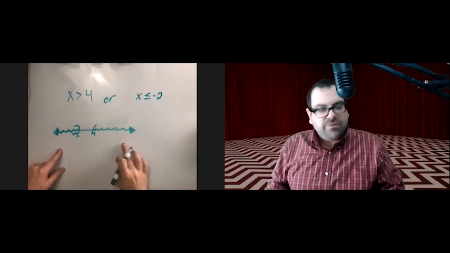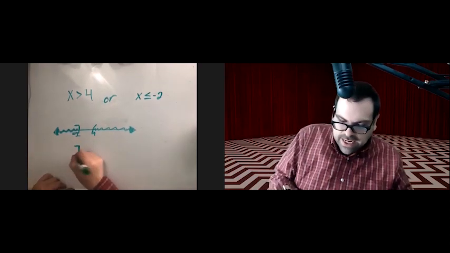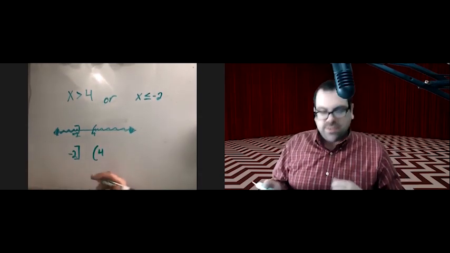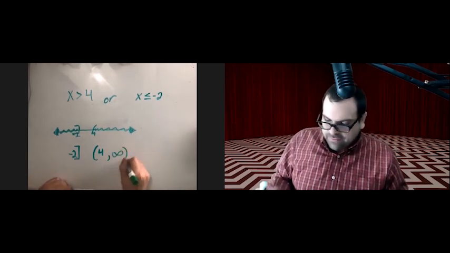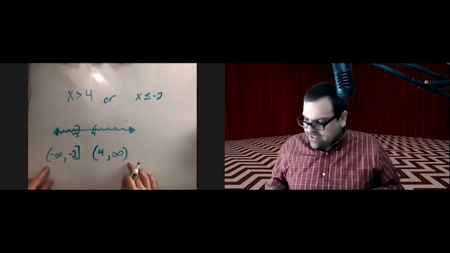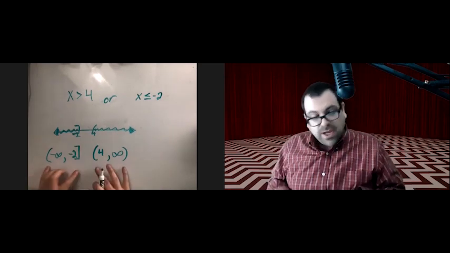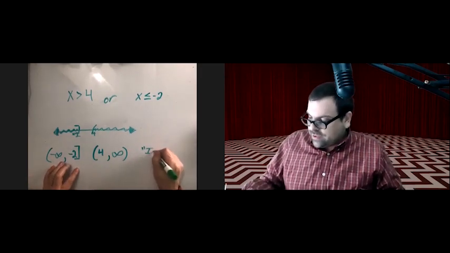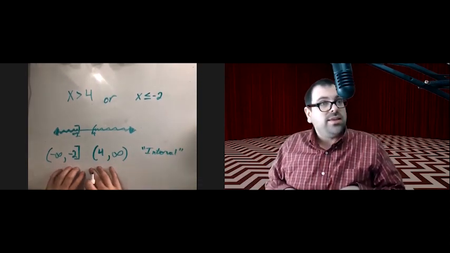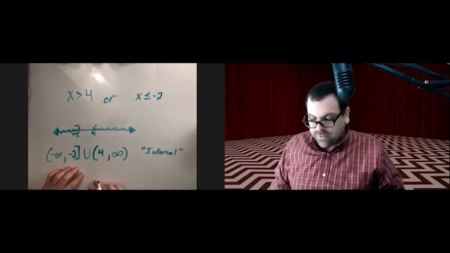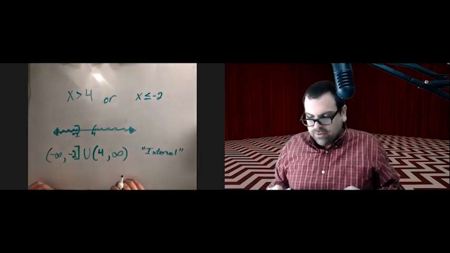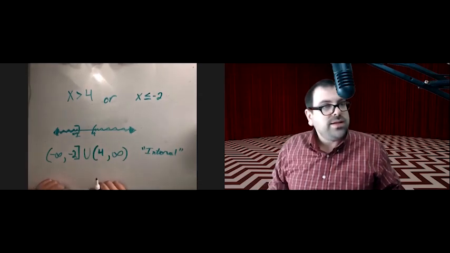We saw that from a graph. We can clearly take the endpoints and whether it's a parenthesis or a square bracket and use our infinities to indicate both directions forever. Infinities always take parentheses. And if we have two of these intervals and we want to take the union, we use the union symbol. So we connect disjoint intervals with the union symbol.